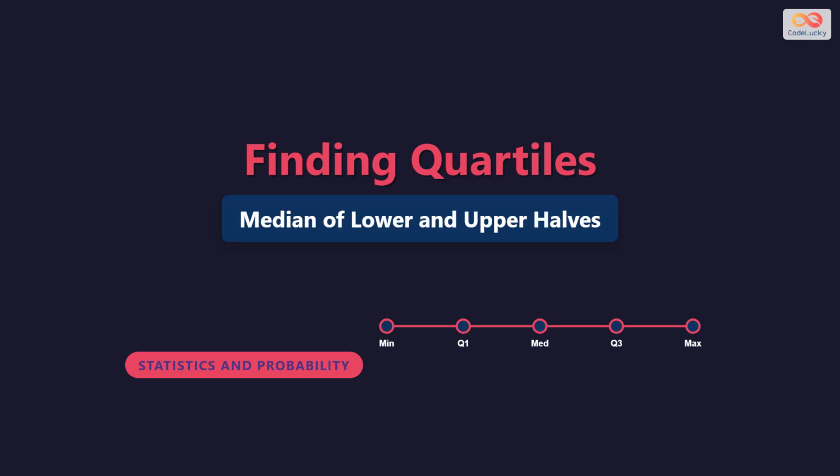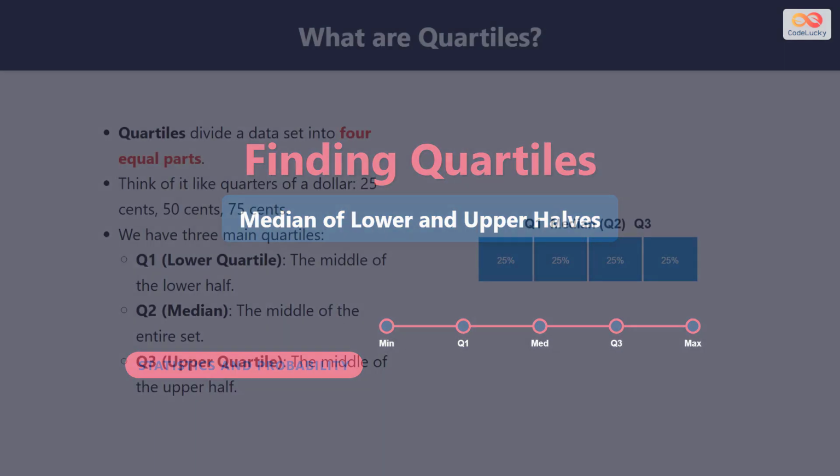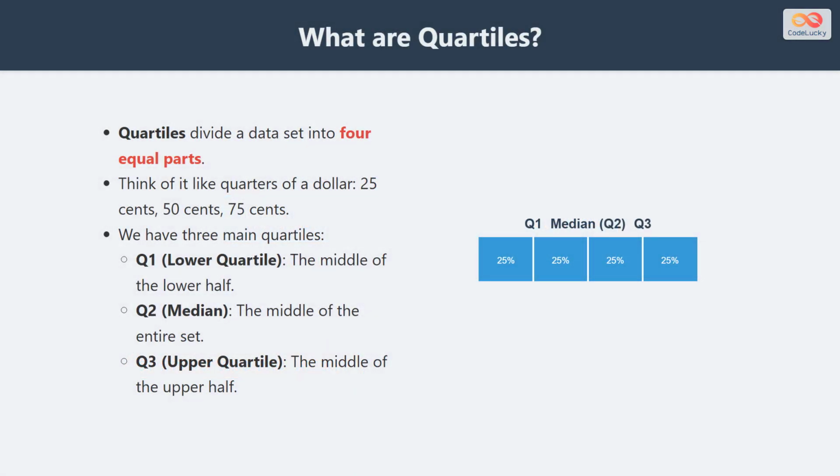Finding quartiles, the process of calculating the median of the lower and upper halves of a data set. Quartiles are values that divide a data set into 4 equal parts. Think of them like quarters of a dollar. There is the first quartile, called Q1, which marks the 25th percentile. The second quartile, Q2, is better known as the median, and the third quartile, Q3, marks the 75th percentile.